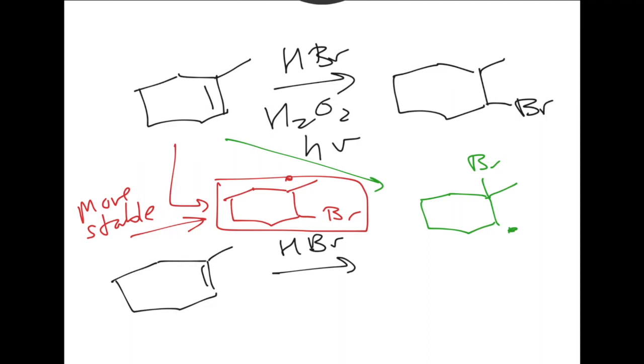Right, so when you add hydrogen peroxide and light, you're going to make the least substituted bromide. You're going to put the bromine on the less substituted carbon. If you just add HBr, you're going to put your bromine, just like before, on the most substituted carbon. So adding the extra reagents changes your selectivity, right? Going through the radical puts the bromine on the least substituted carbon. No radical puts the bromine on the most substituted carbon. Seem good?